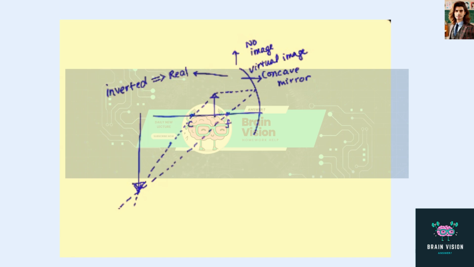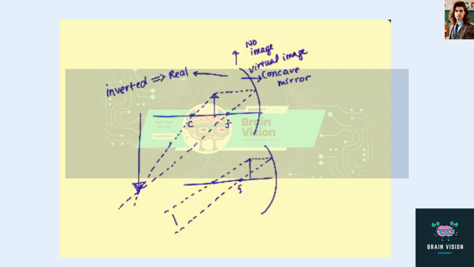If you are within your focal, let's say your focal is over here, and I'm putting my object on this side of my focal, then you're still going to draw parallel to the principal axis, and then you're going to go through your focal, and then you're going to go through your center of curvature.